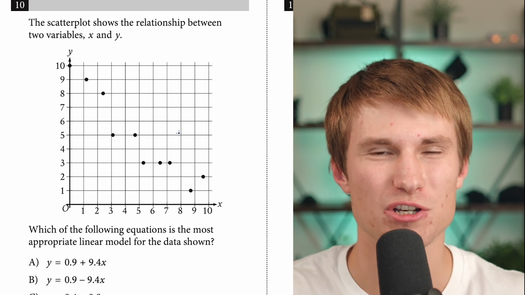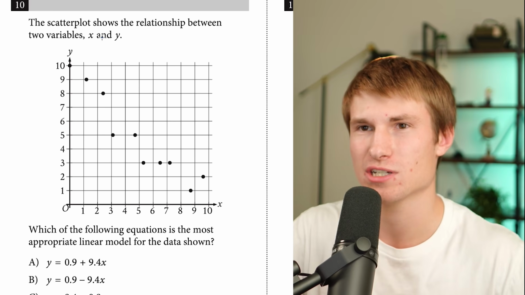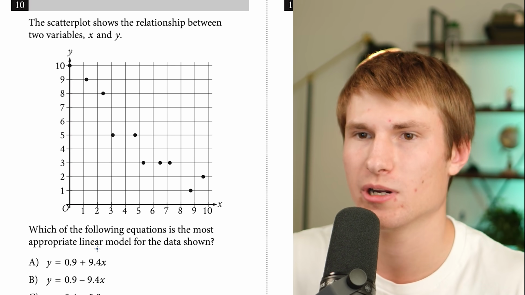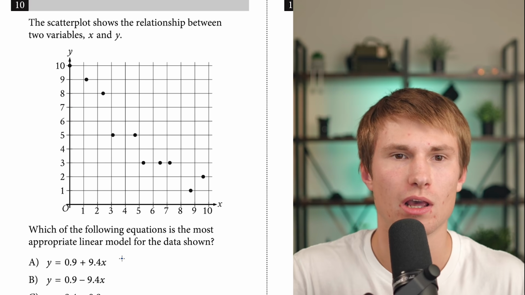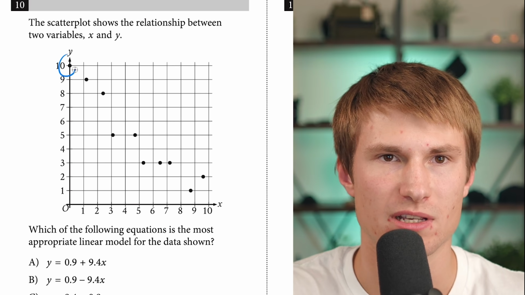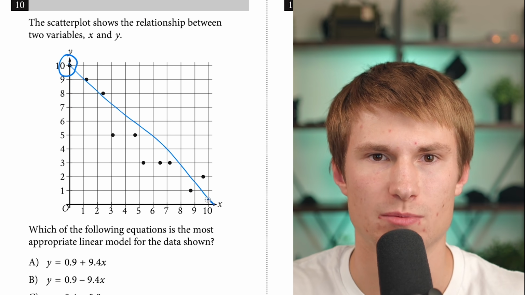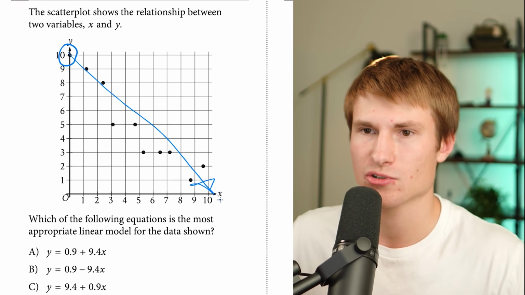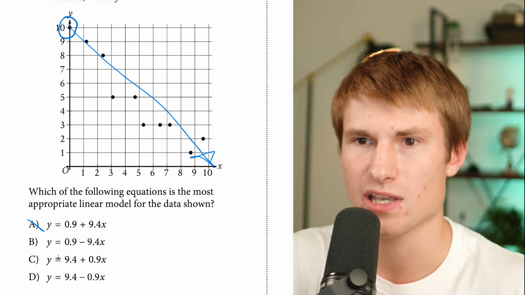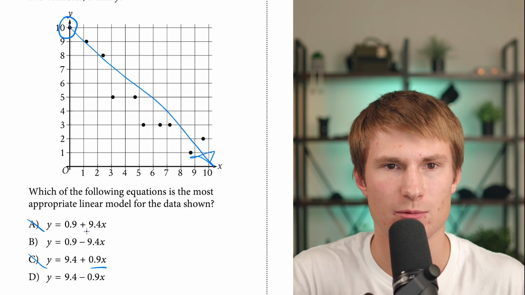Here's how to answer this question about scatter plots on the SAT. Question 10 states a scatter plot shows a relationship between two variables, X and Y. Which of the following equations is the most appropriate linear model for the data shown? Since we're looking for a linear model, I'm going to find about where the y-intercept is. It's right around 10. I see my slope is going to be negative. So if I go down to my answer choices, anything with a positive slope I can get rid of. So answer choice A I can get rid of, and answer choice C I can get rid of because they both have positive slopes.